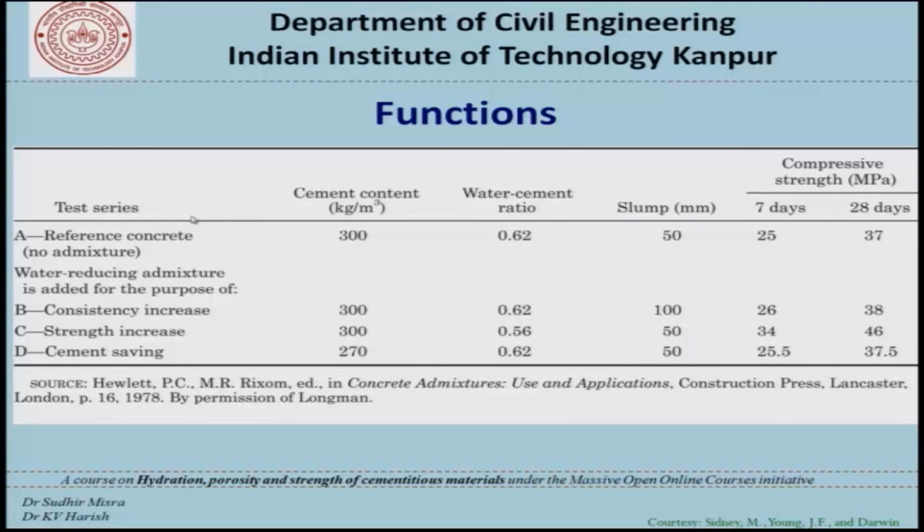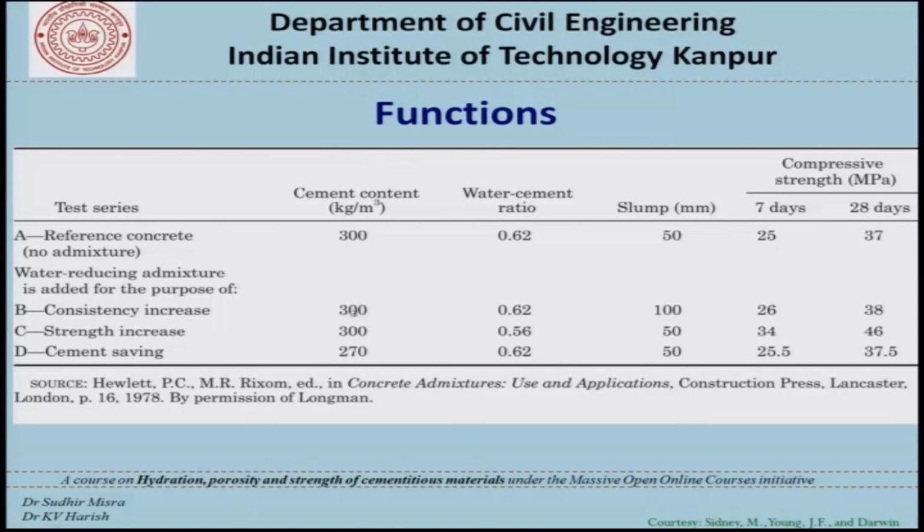In this table we have 5 or 6 columns. On the left side we have mixtures A, B, C and D. Mixture A is a reference mixture which does not contain admixture. Mixtures B, C and D contain water reducing admixtures. Now the proportions of these mixtures are shown to understand the three main functions of chemical admixtures.